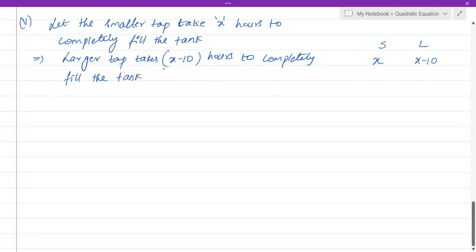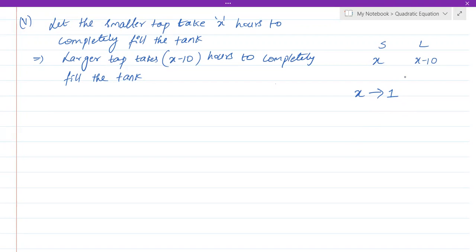Now observe, in X hours the tank is completely filled, so I'll write it as 1. So what is this 1? 1 is representing the one complete work. What is the work here? When do we say the work is completed? Here the work is filling the tank.